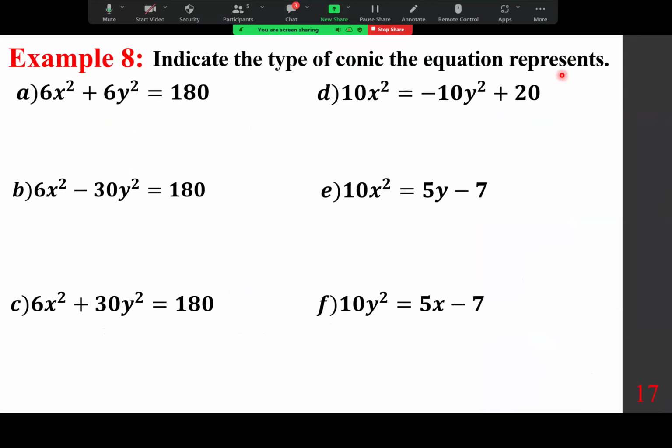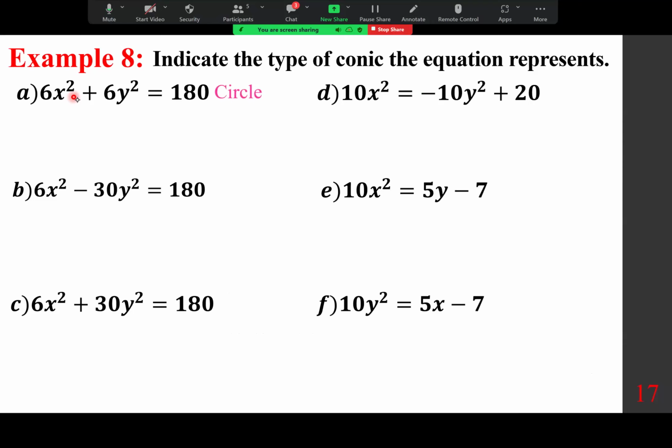Now we want to indicate the type of conic the equation represents. All of these are conics, but what are they? First and foremost, if you want to come up with a precise answer with details, you have to come up with a standard form. However, I'm going to go over a fast way of answering it.